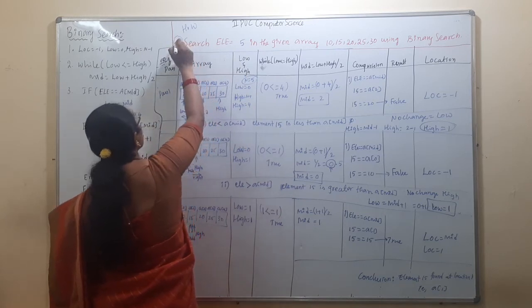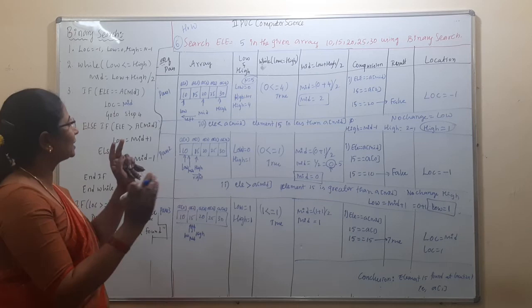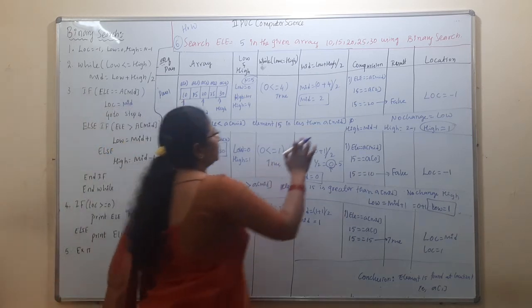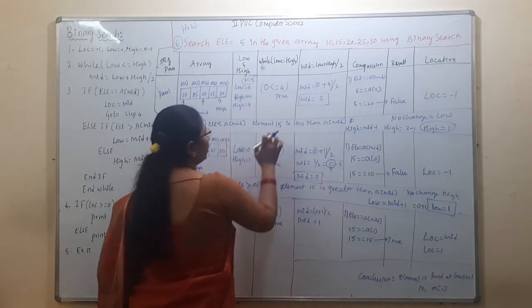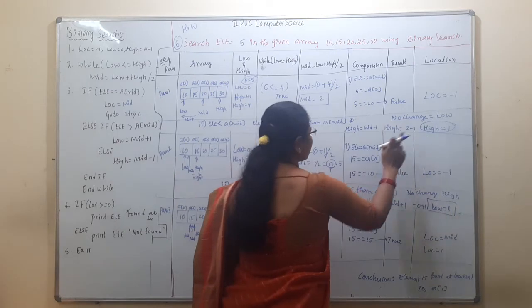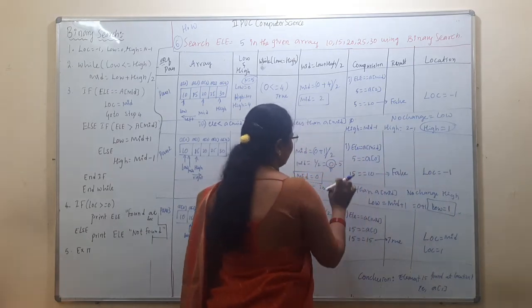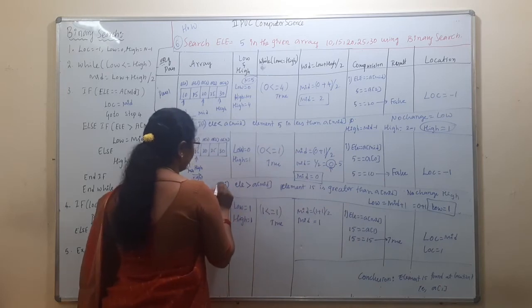We are moving to the next problem, students. Suppose your searching element is 5. That is less than 10. Is 5 equal to A of mid? No. Is 5 less than? Yes. No change in the low, and here it is going to change the high.